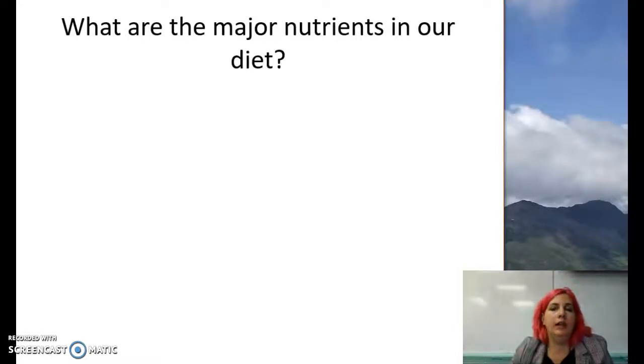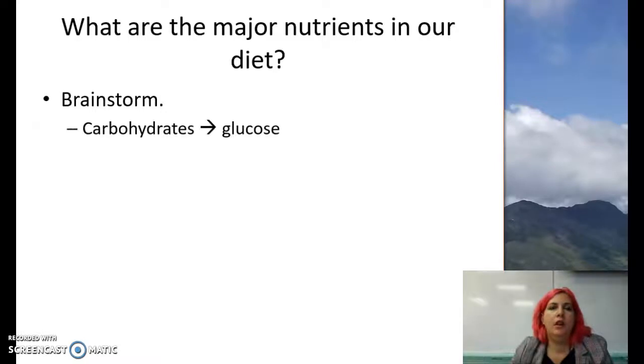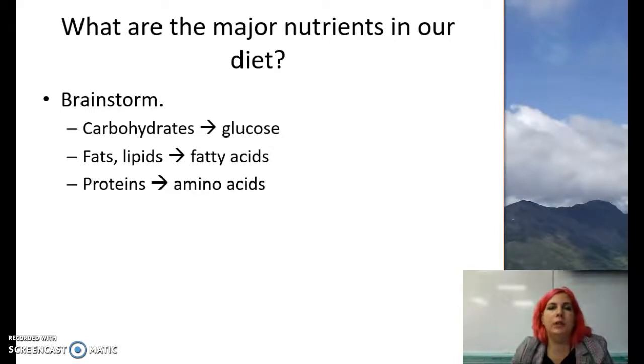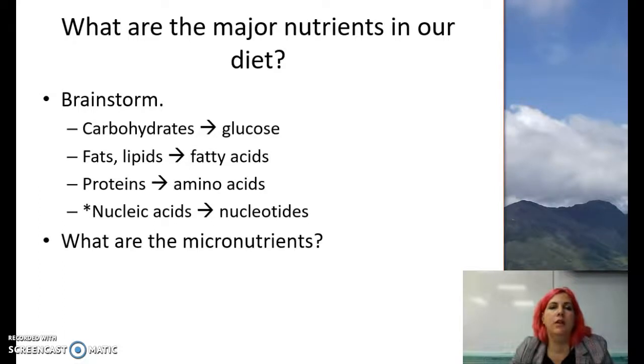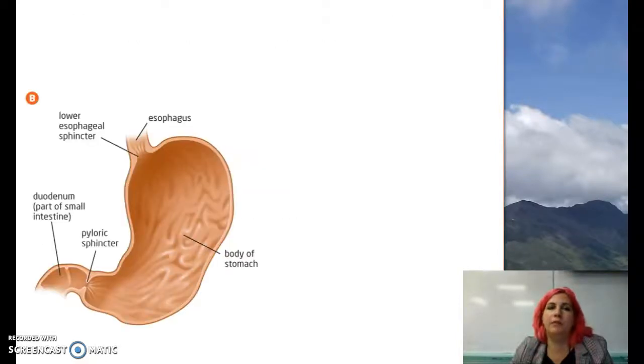Hopefully you've already had some time to brainstorm what all the four major nutrients are. Carbohydrates, which are broken down and form glucose. Fats and lipids, which break down and form fatty acids. Proteins, which break down into amino acids. And nucleic acids, which break down into nucleotides. What are the micronutrients? So micronutrients are vitamins and minerals, things you need in your diet in very small amounts.